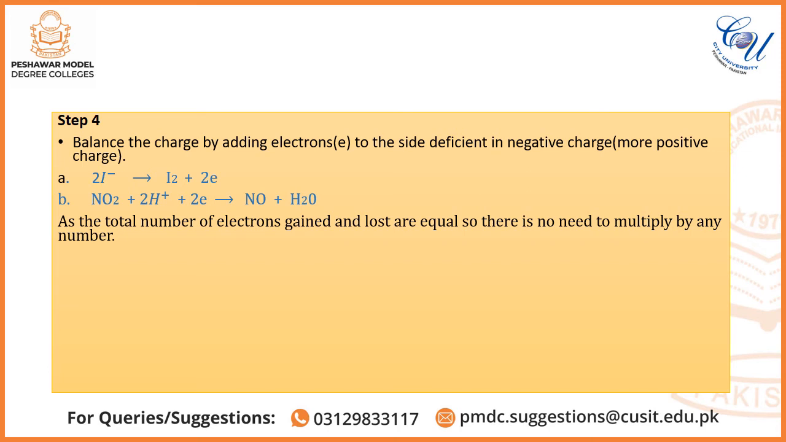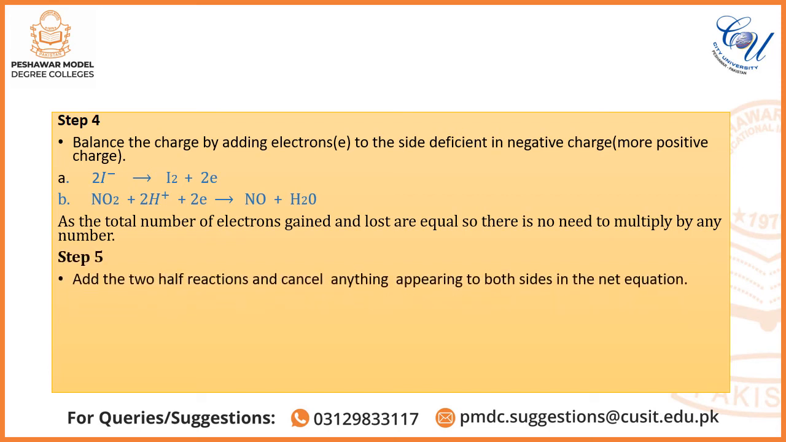As we can see in the above two equations A and B, the total number of electrons gained and lost are equal, so there is no need to multiply by any number. We simply have to add these equations and cancel the similar terms. In step 5, we will add the two half reactions and cancel anything appearing on both sides in the net equation. We can see we have only electrons, 2 electrons on the reactant side and 2 electrons on the product side, that need to be cancelled.